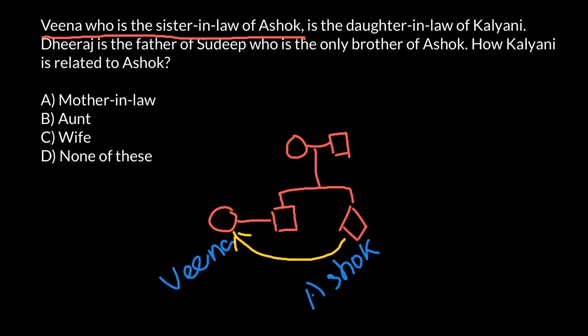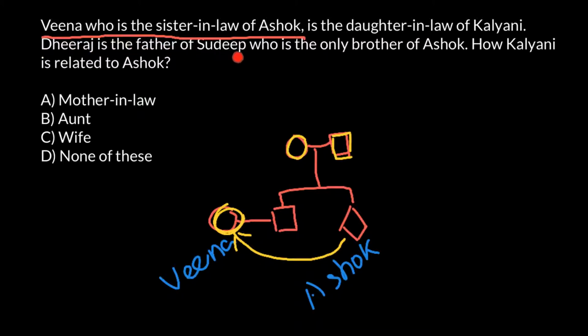Let's read the rest. Veena, who is a sister-in-law of Ashok, is the daughter-in-law of Kalani. So who is Kalani? To be a daughter-in-law, Veena would be a daughter-in-law of these two people. And who of them is Kalani? Again, we cannot tell the sex yet, so one of these people is Kalani. So let's proceed reading the problem.